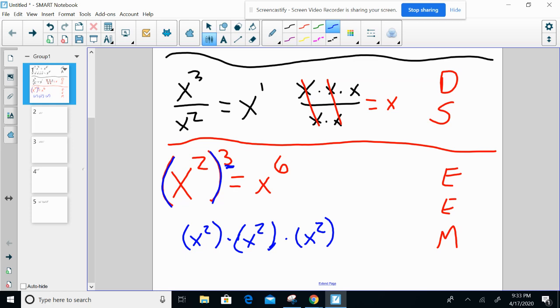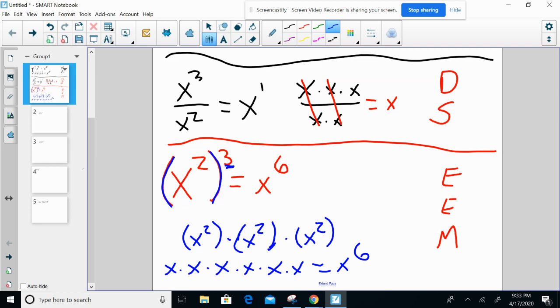Now let's take it even further. In this pod, we have x times another x times another x times x. How many x's do we have in total? 6. So that's how you're getting x to the 6. So when you have an exponent to an exponent, you multiply.